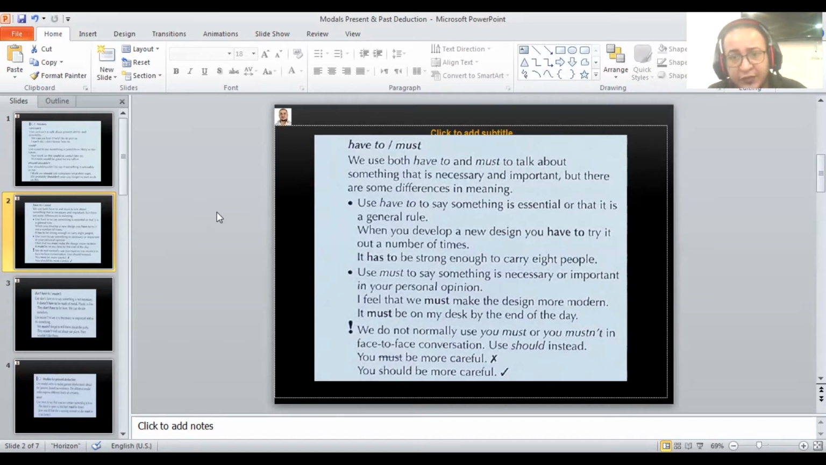Use must to say something is necessary or important in your personal opinion. I feel that we must make the design more modern. It must be on my desk by the end of the day.